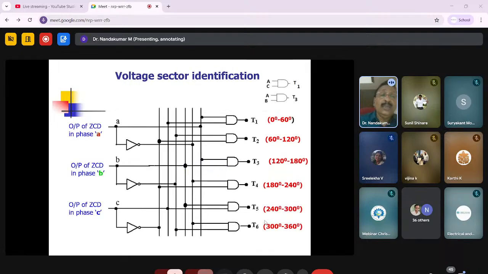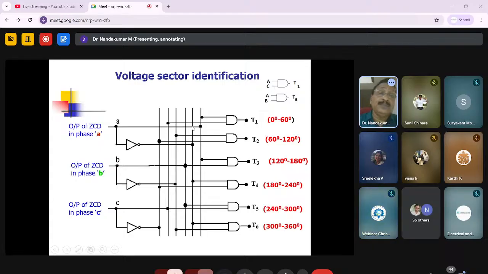Therefore, as I told you, one thing is that you have to identify the sector. Sector identification is crucial. Whether the grid voltage is 0 to 60, or 60 to 120, or 120 to 180, 180 to 240, 240 to 300, or 300 to 360, 6 sectors are to be identified. Therefore, there is a voltage sector identification. Of course, it is very easy. You take the zero crossing detector and, based on some logical method, we can identify the sector. For example, in this case, 0 to 60 is identified, and phases A and C are rectified.